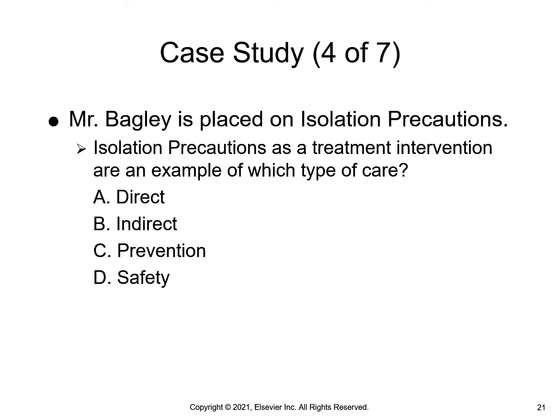Isolation precautions as a treatment intervention are an example of which type of care? Direct, indirect, prevention, or safety? The answer is B. Indirect care interventions are treatments performed away from the patient but on behalf of the patient. Implementing isolation precautions is an example of providing indirect care by managing the patient's healthcare environment.